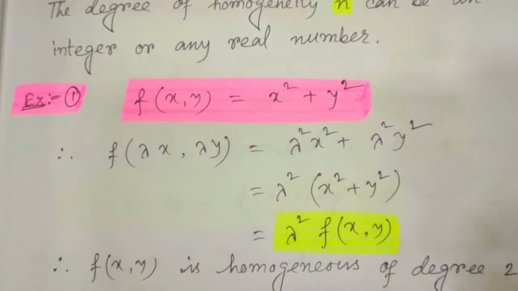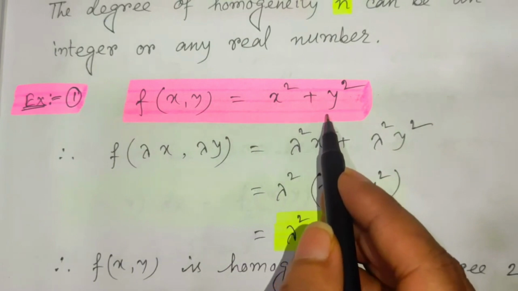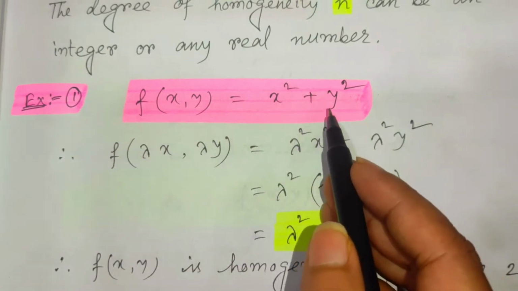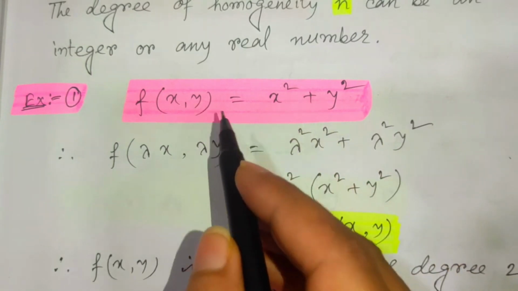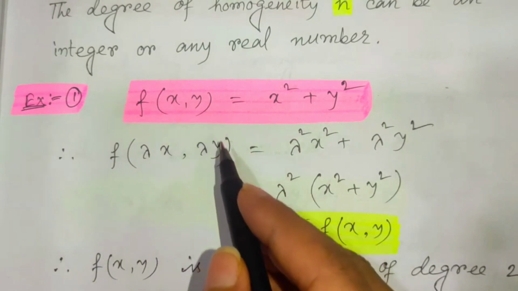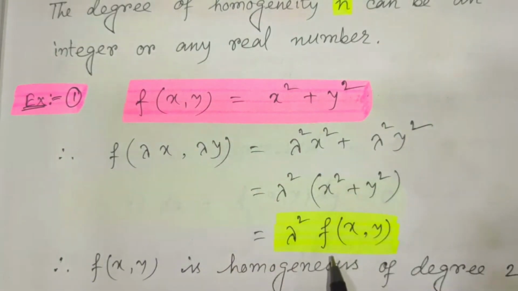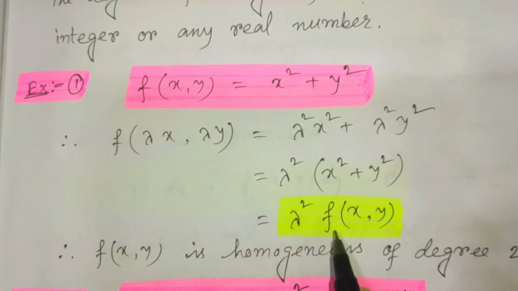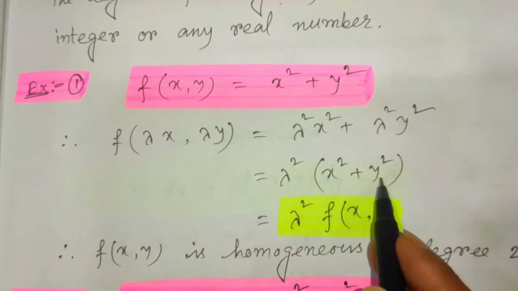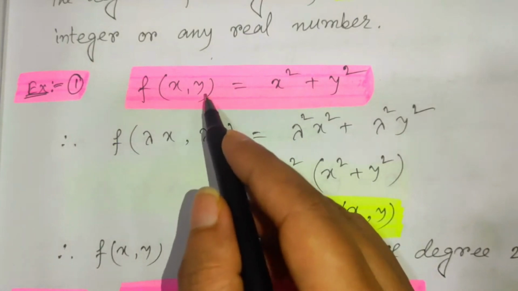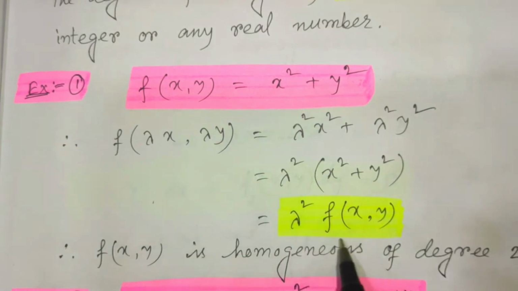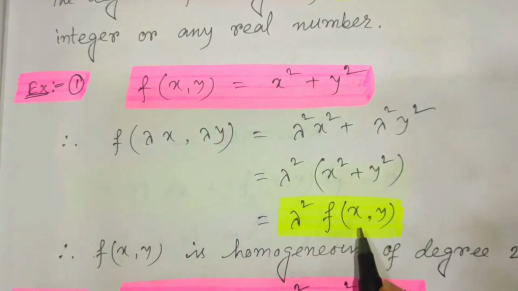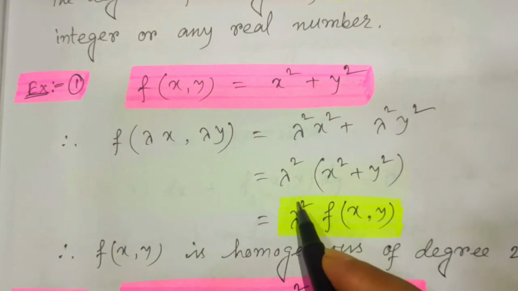The first example is, suppose f of x, y is given as x square plus y square, and the question is: is it a homogeneous function? If yes, then what is its degree? So what will we do? Instead of x, we substitute lambda x, and instead of y, we substitute lambda y. After this substitution and simplification, we find lambda square times x square plus y square, which is nothing but lambda square times our given f of x, y. So if we can find any such substitution for an expression, then we can say the given function is homogeneous, and the power of this lambda specifies the homogeneity of the given function.